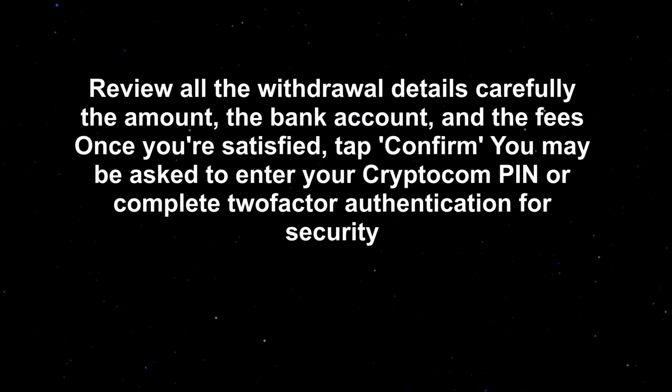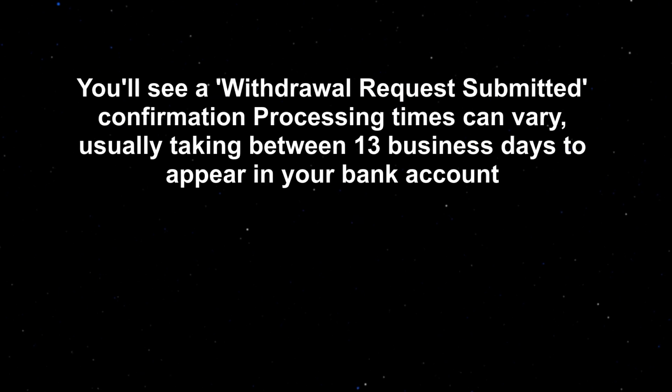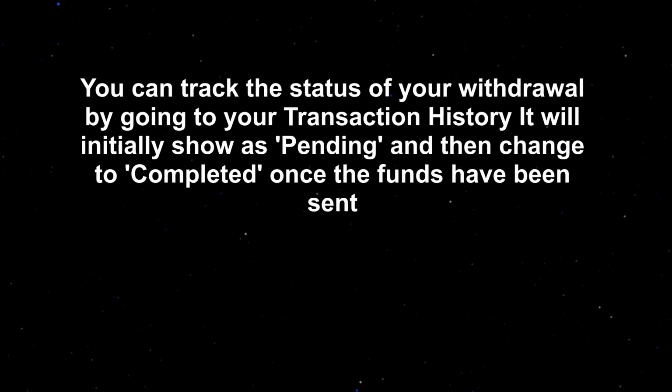You may be asked to enter your crypto.com PIN or complete two-factor authentication for security. You'll see a withdrawal request submitted. Processing times can vary, usually taking between 1 to 3 business days to appear in your bank account. You can track the status of your withdrawal by going to your transaction history. It will initially show as pending and then change to completed once the funds have been sent.